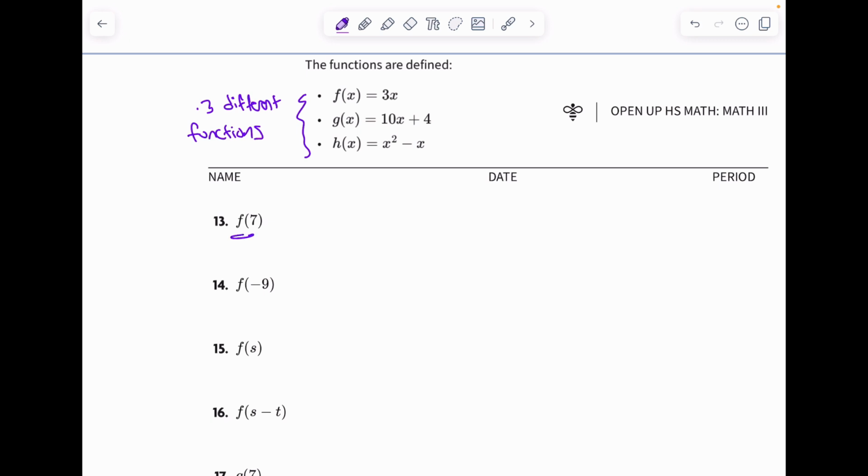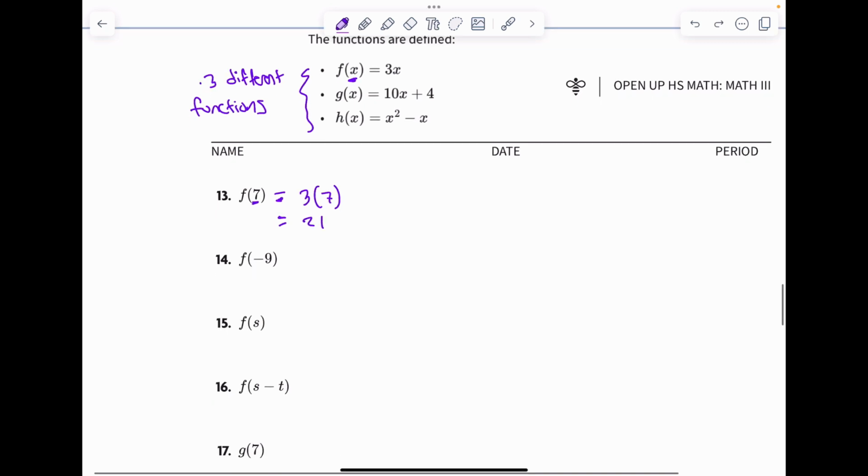This is telling me that it's f of 7. So f of 7 is equal to, I'm going to plug this into f, well, this 7 is my x here, right? So this becomes 3 times 7, which is equal to 21. Now I have a negative 9, so 3 times negative 9 is equal to negative 27.